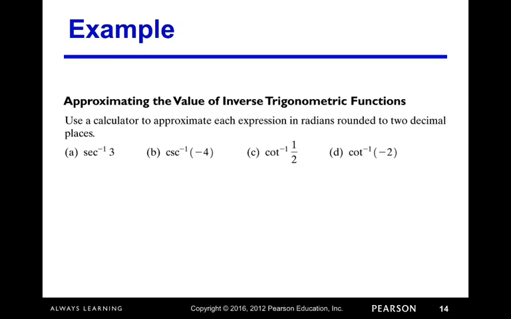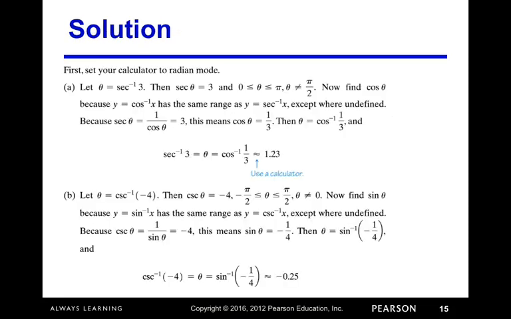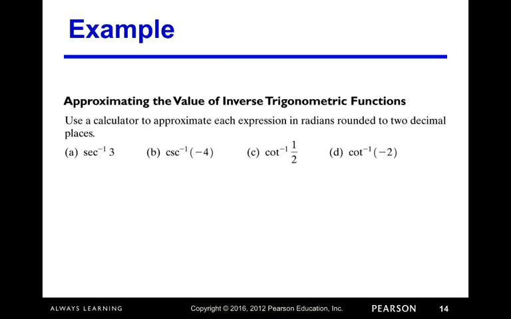it's not necessary because you know it's a reciprocal function. The angle that has a cosecant of -4, that's connected to sine, so it's going to be in the fourth quadrant. The angle that has a sine of -1/4 in the fourth quadrant. So do sine inverse of -1/4, and it's -0.25. The angle that has a cotangent of 1/2 would be the angle that has a tangent of 2.